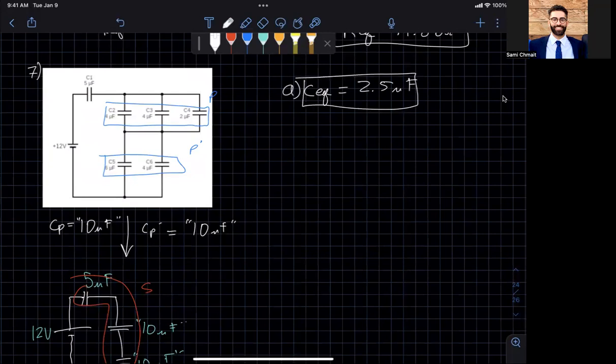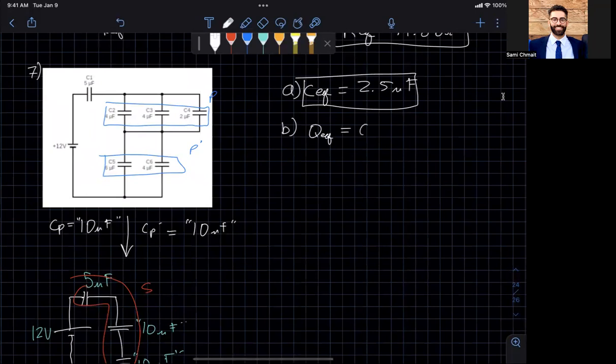Okay, and then the fun part here is finding the charge through each capacitor that is connected to that battery. With this, you always need to start by solving for QEQ, right? That's just where you need to start.